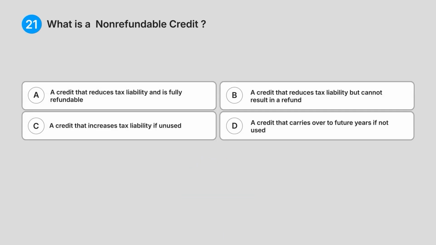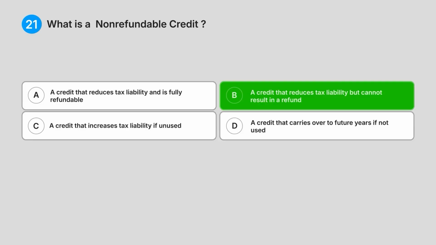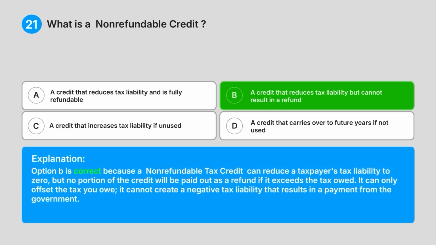Correct answer, B. A credit that reduces tax liability but cannot result in a refund. Explanation. Option B is correct because a non-refundable tax credit can reduce a taxpayer's tax liability to zero, but no portion of the credit will be paid out as a refund if it exceeds the tax owed. It can only offset the tax you owe. It cannot create a negative tax liability that results in a payment from the government.